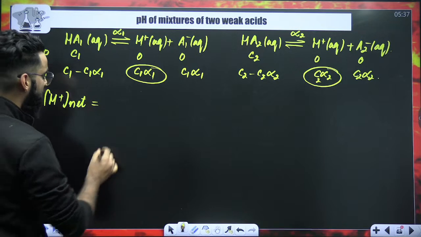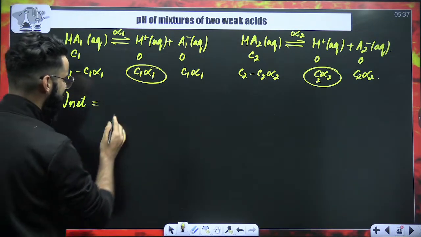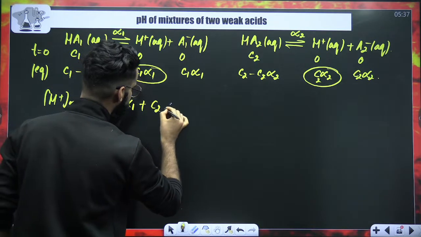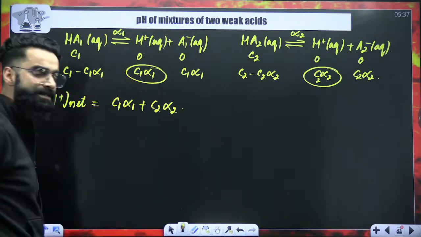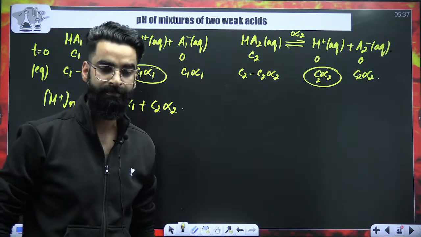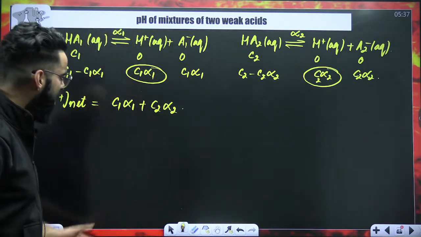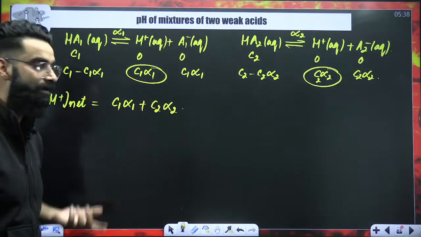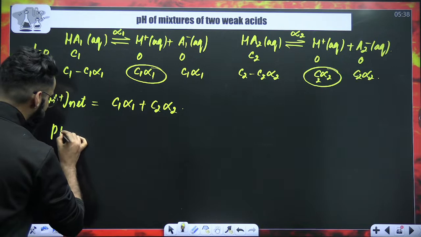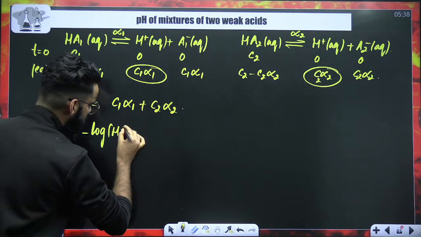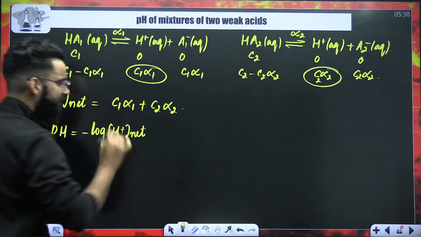So the total H positive ion concentration in the container is just going to be C1 alpha 1 plus C2 alpha 2. Correct? This is the total H positive ion concentration present in the container. Now, my dear students, if this is the total H positive ion concentration present in the container, can't you calculate the pH of the final solution, which is just going to be minus log of H positive net, right?